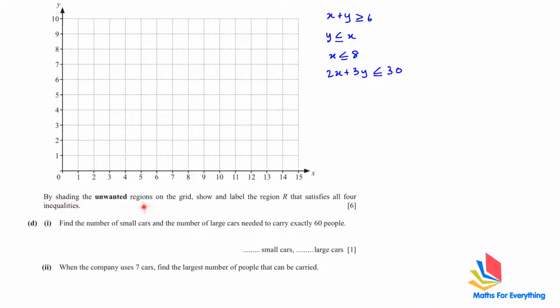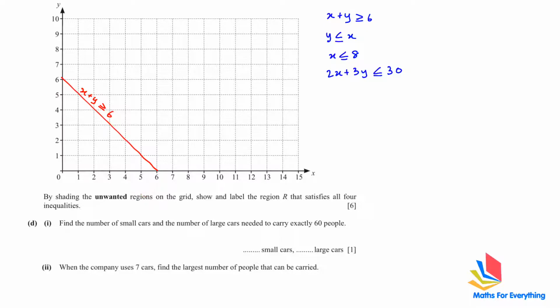Part C, by shading the unwanted regions on the grid, show and label the region R that satisfies all 4 inequalities. The first one is x plus y is more than or equal to 6. It means that you join 6 here and 6 here and draw the line.